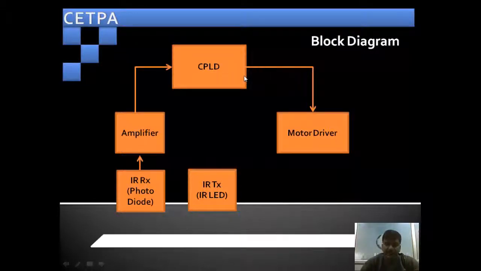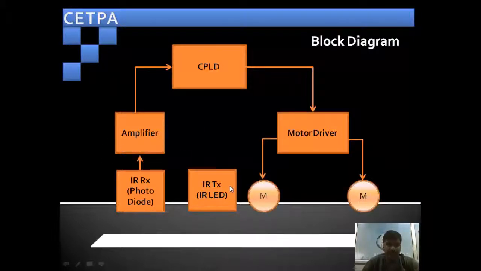The CPLD is used to control the motors on the basis of the input signals coming from the IR sensors. The IR LEDs transmit IR rays, the photodiode receives the reflected IR rays, and the amplifier amplifies the output of the photodiode. When this IR sensor is on a white surface, it reflects to the photodiode. The output of the IR sensor is given to the CPLD, and the CPLD controls the motors on the basis of this logic.